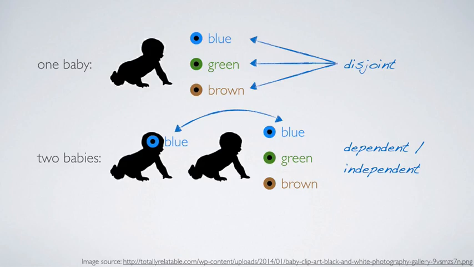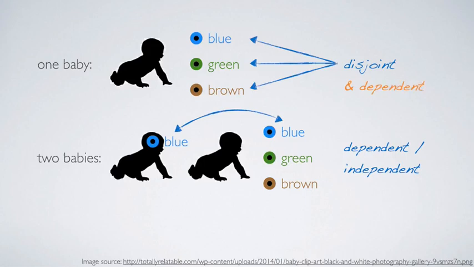If the babies are related, and we know that one has blue eyes, the other one is going to be more likely to also have blue eyes. But if not related, and they're randomly drawn from the population, the fact that the first one has blue eyes will not provide any useful information about the second one having blue eyes.